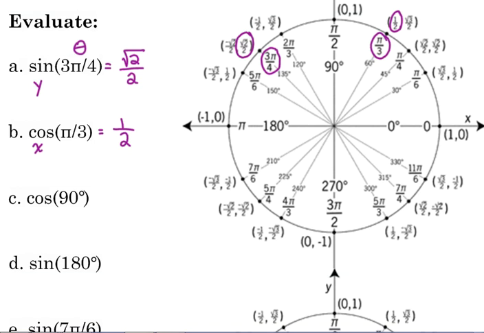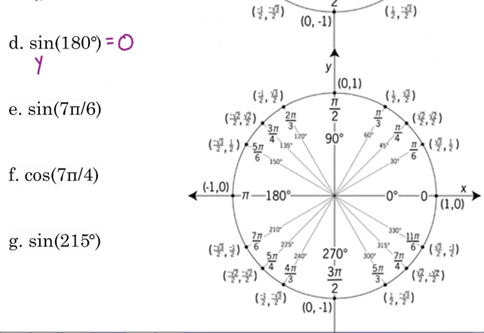All right, cosine of 90. So still dealing with the x coordinate. 90 degrees is right here. The x coordinate at 90 degrees is 0. The cosine of 90 degrees is equal to 0. All right, sine of 180. Sine is the y coordinate. 180 is here on the negative x-axis. The y coordinate is 0. So notice, cosine of 90 and sine of 180 have the same value. That happens sometimes. There's a lot of repetition in the unit circle.